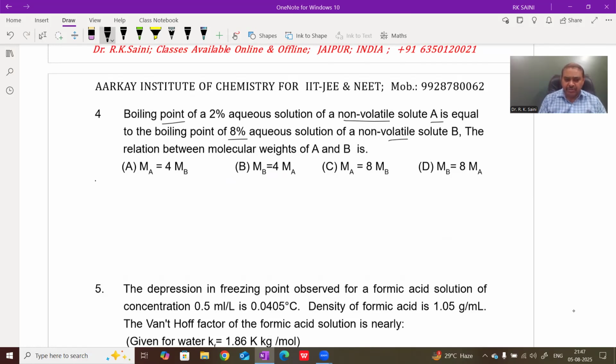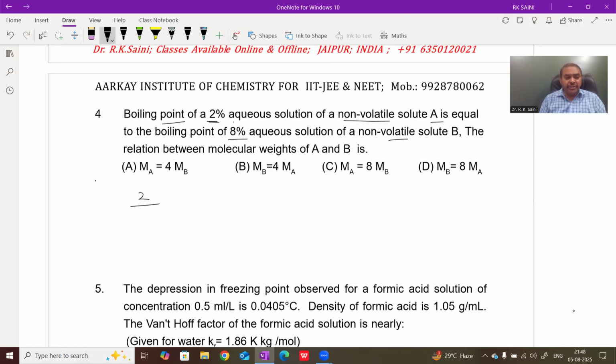It means their molality is also equal. Delta Tb equals Kb into m. The boiling point is equal, it means the elevation in boiling point is also equal, and hence their molality is equal. We find the molality for solution A, 2%. It means 2 gram of A dissolved in 100 gram of solution. Therefore, the weight of solvent is 98.